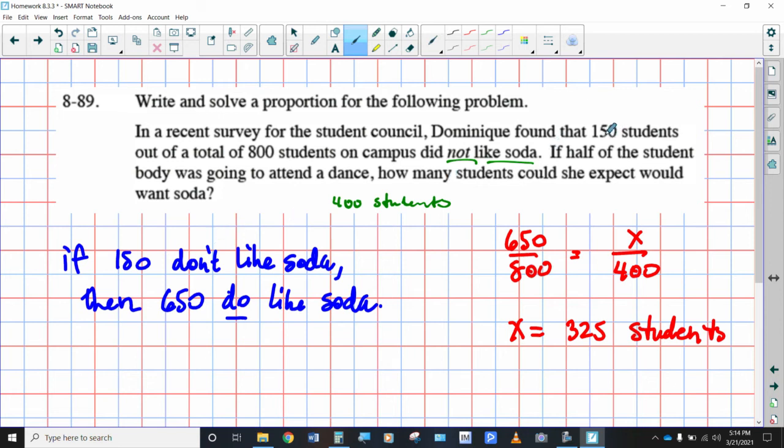So if 150 do not like soda, that means that the rest of them do, which would be 650, because 150 plus 650 is the 800 total. So we need to base this proportion on the amount that want soda, because she's going to buy soda, right? If you take half of 800 to get 400, we would want to take half of 650, which would be 325. So we're going to expect 325 students attending this dance will want soda. So better order that number of sodas.